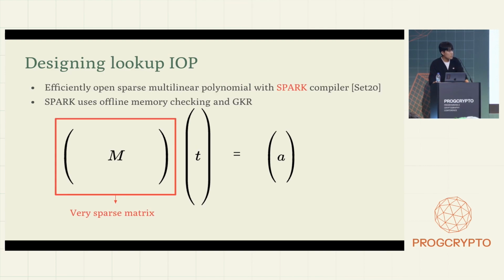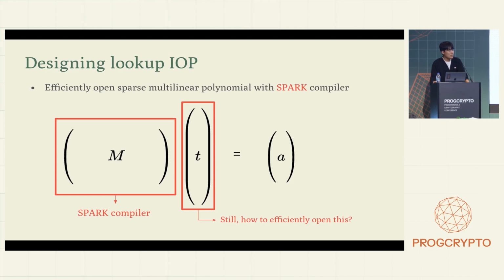But actually, this matrix M is a very sparse matrix. Sparse means that it has lots of zeros inside it. Only a few of them are non-zero elements, and all non-zero elements are just the number 1. We figured out there is a nice tool to efficiently handle this kind of sparse multilinear polynomial, called the Spark compiler. The Spark compiler uses the offline memory checking technique and GKR underneath, but I'll not go in depth here. It uses the hammers that we defined.